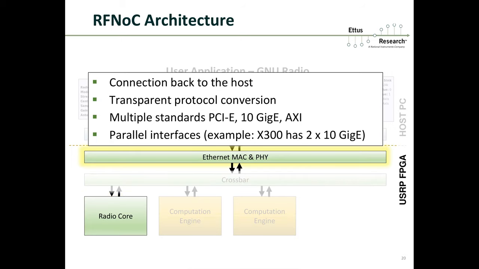The Ethernet MAC and PHY interface provide the connection to the host computer over a 1 gigabit Ethernet, 10 gigabit Ethernet, or PCI Express interface. Multiple parallel Ethernet interfaces can be instantiated, depending on the particular radio.